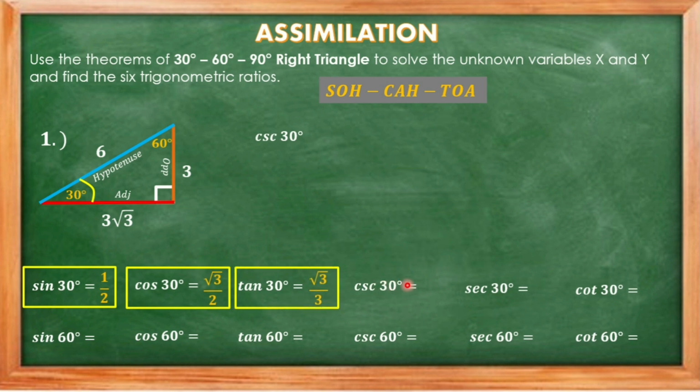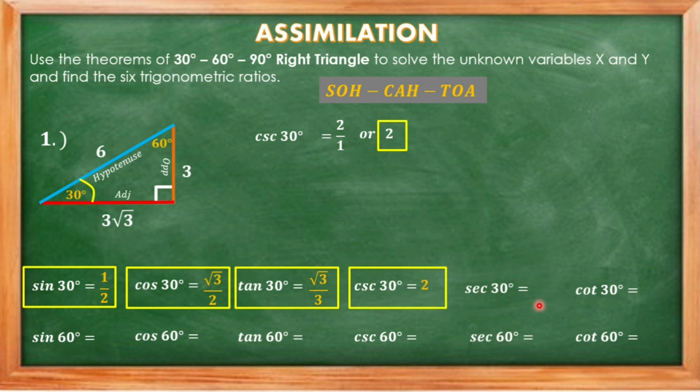Okay, so para sa cosecant 30 degrees natin, kukunin lang natin yung reciprocal ng answer natin dito sa sine 30 degrees natin. Ang reciprocal ng 1/2 is 2 over 1 or 2 na lang. Okay, so yan yung cosecant 30 natin.